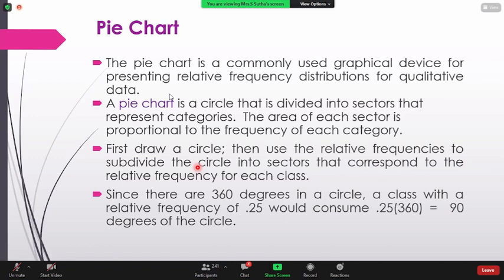So first we have to draw the circle. Then we use the relative frequencies to subdivide the circle into sectors that correspond to the relative frequencies. In the circle, the degree is 360. If the relative frequency for a particular class is 0.25, then the sector of the pie chart will be found by 360 times 0.25, that is 90 degrees of the circle. Okay? Then we can draw the pie chart, right?